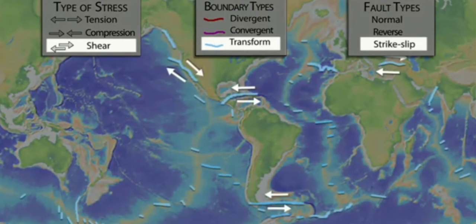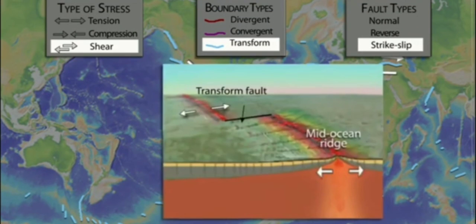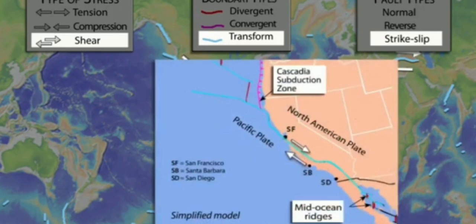Shear stress occurs at transform boundaries where two plates slide horizontally past each other with strike-slip motion. Transform faulting offsets boundary segments. Most transform faults are found in the ocean basin where they connect offset mid-ocean ridges. Transform faults can also connect a spreading ridge with a subduction zone, such as the San Andreas Fault that separates the Pacific and the North American plates.